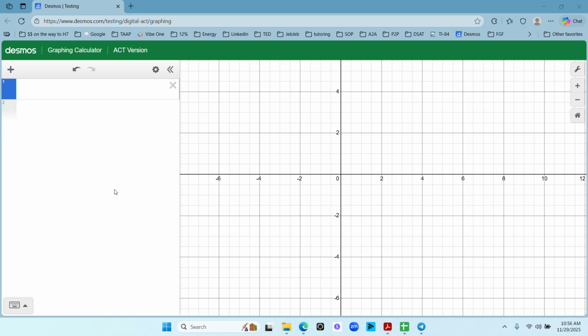Number 10, all of the values in the equation are exact. Which value of C makes the equation true? So again, we're going to use the slider function.